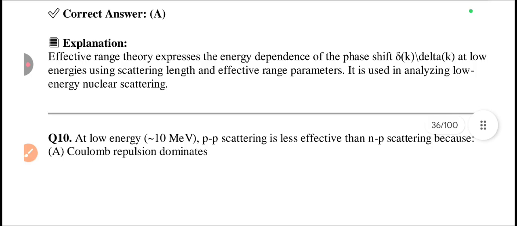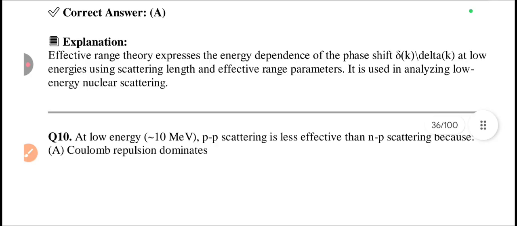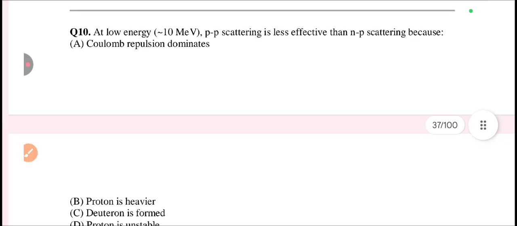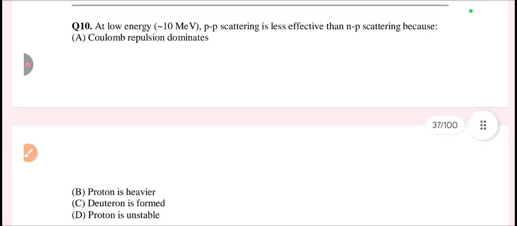At low energy, proton-proton scattering is less effective than neutron-proton scattering because the first option is Coulomb repulsion dominates. Second option is proton is heavier. Third option is deuteron is formed. And the fourth option is proton is unstable. It's due to Coulomb repulsion domination.